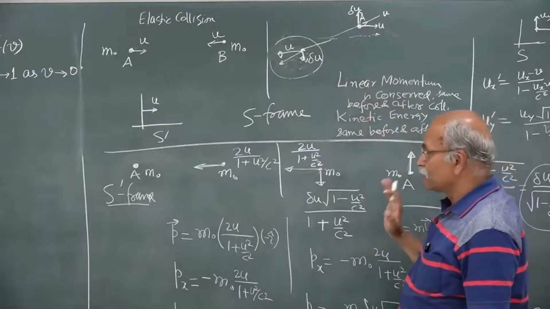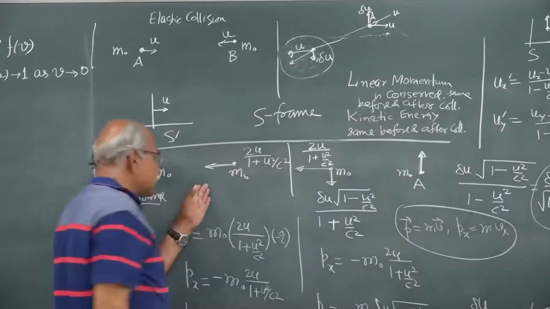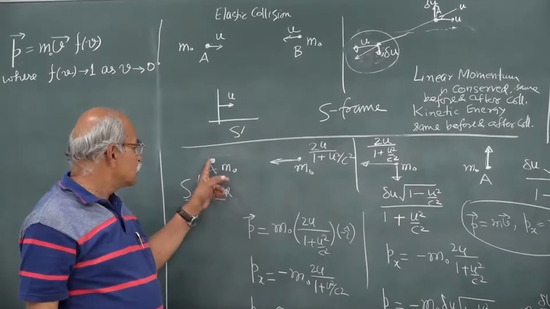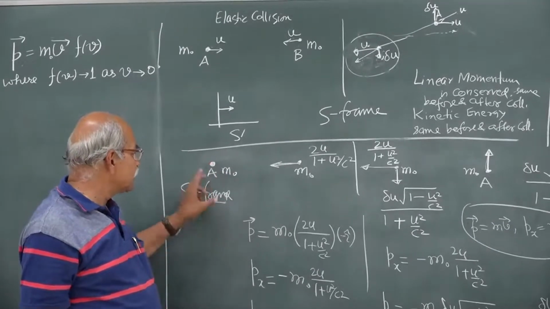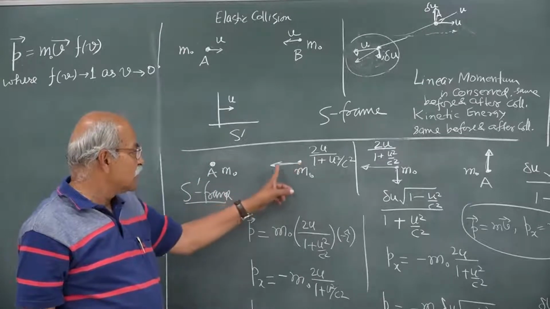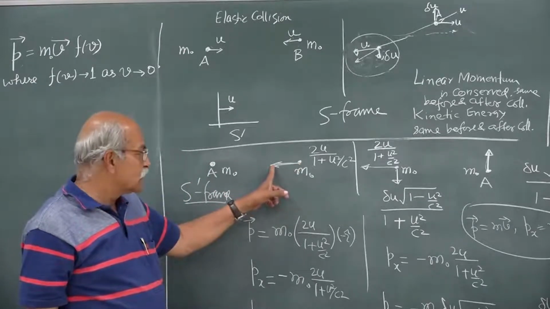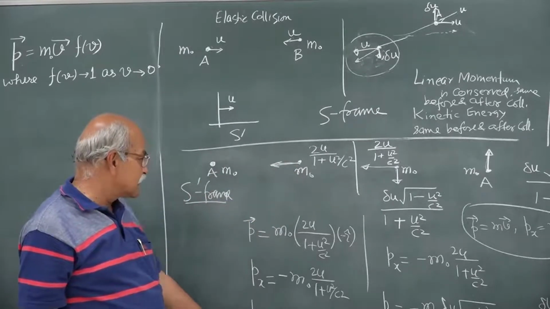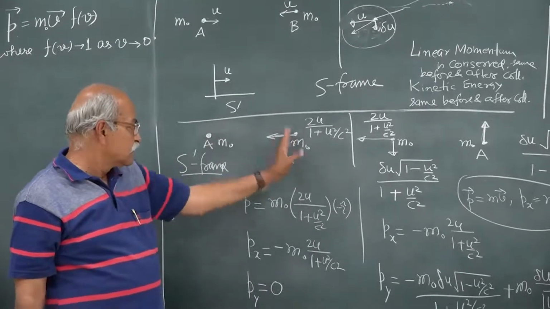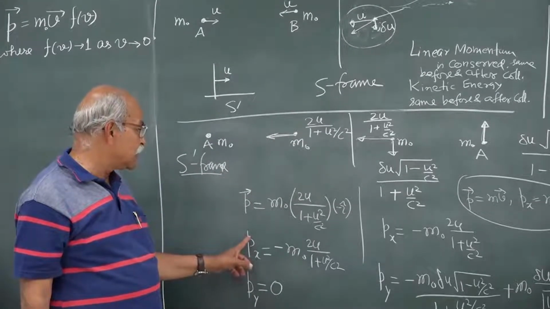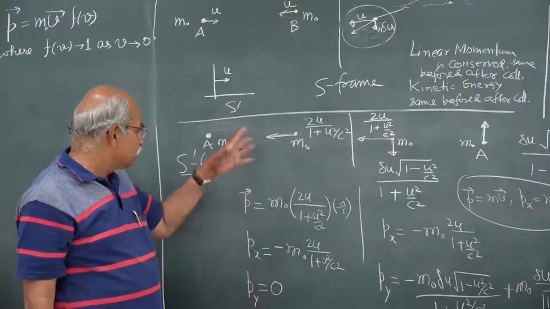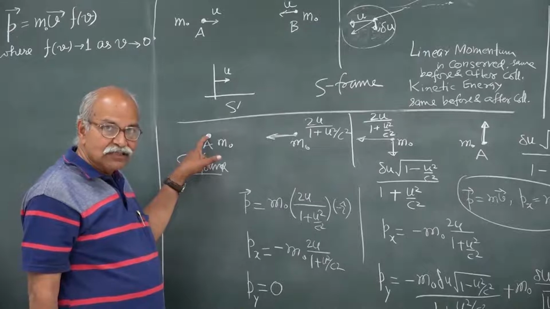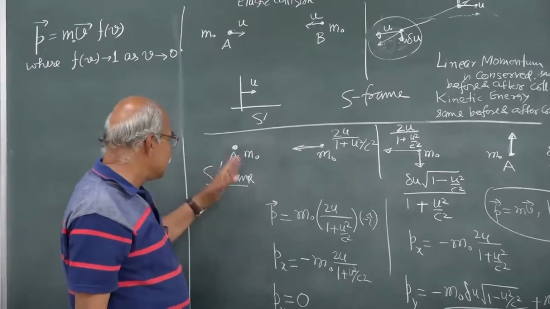Now, come to S prime frame. This is the story of S prime frame. Initially, before the collision, this particle was at rest in S prime frame, and this particle was going in this direction. So, what is the initial linear momentum? P y is still 0, because in y direction there is no motion. P x you have to multiply by the factor that we have taken. So, here it is 0 velocity, so the linear momentum is anyway 0.